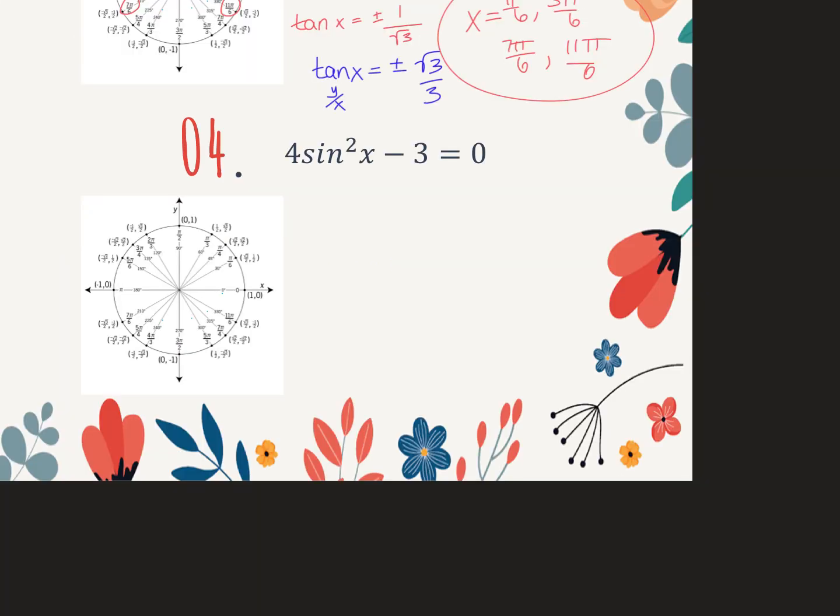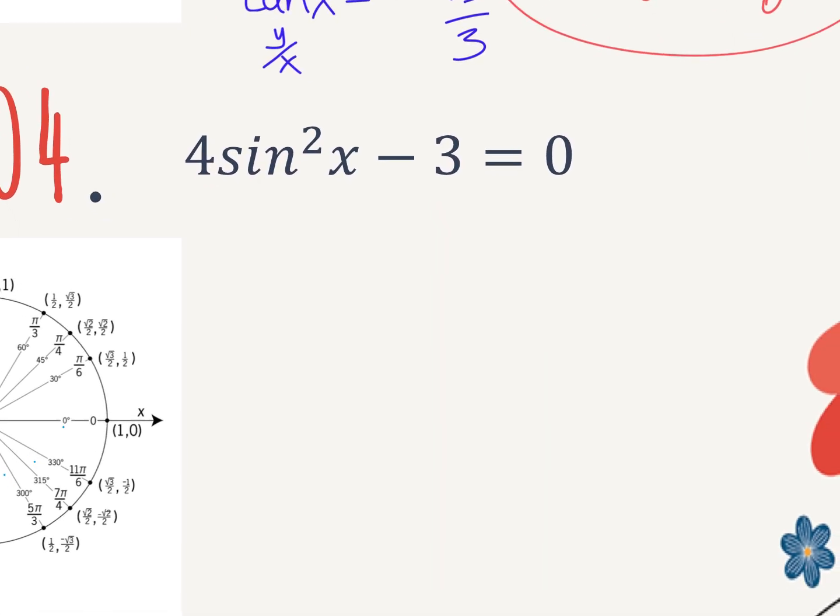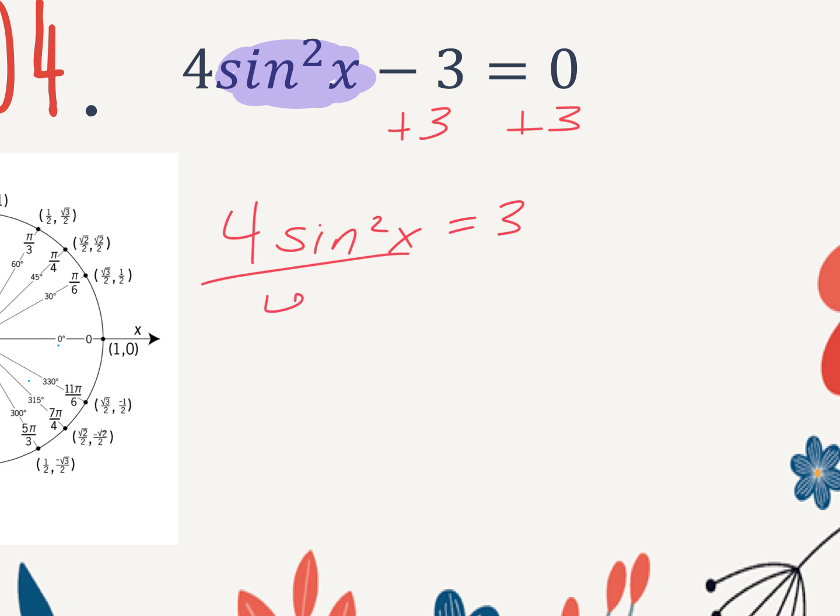Okay, hold on. Number 4. The first thing I look at is the trig function. What trig function do we have? Sine. When I see sine, I think of what letter? So this is what we're trying to get all by itself. There's 2 things I need to do. I'm going to add 3, and then divide by 4. So I have 4 sine squared x equals 3. Divide both sides by 4. So I have sine squared x equals 3 over 4.